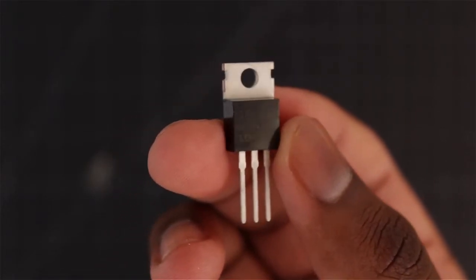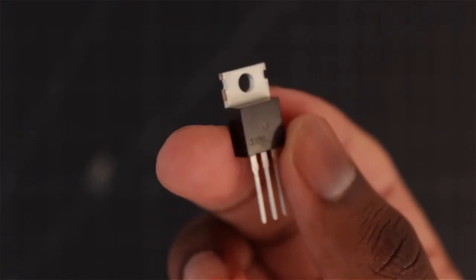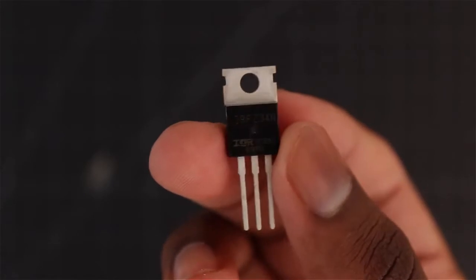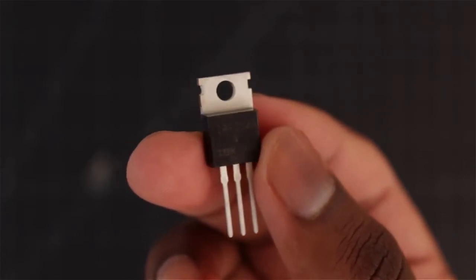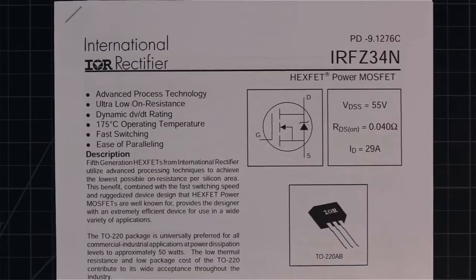It's very similar to the transistor, except the only advantage it has for our purposes is it can handle a bigger load. So for higher watt applications, you want the MOSFET. But how do we use it? Well, the best place to learn about a chip is to look at the datasheet.